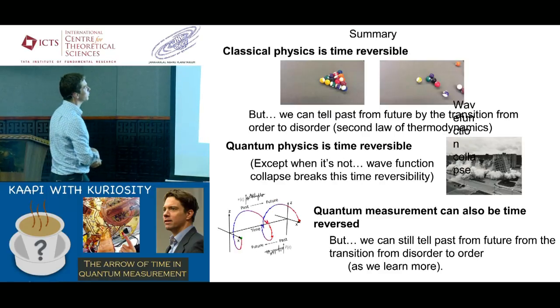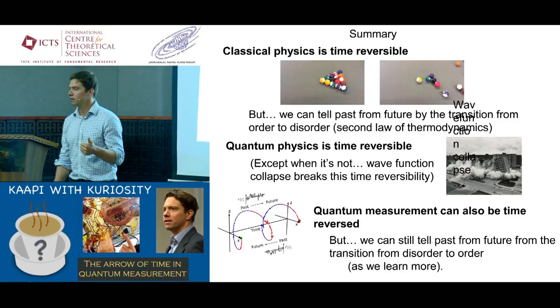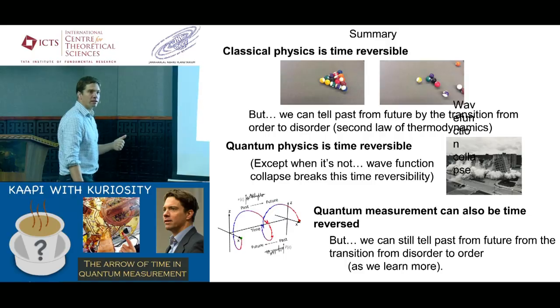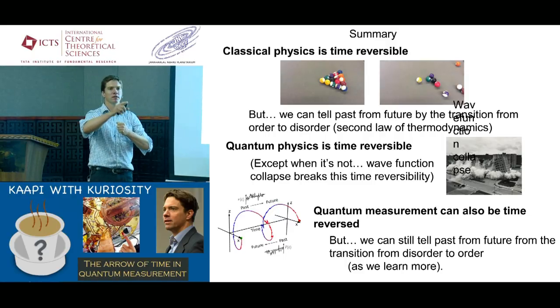So let's summarize what I've told you. The first point I want to make is that classical physics is time reversible. That is, those movies of the billiard balls hitting one another. We have a quick question?